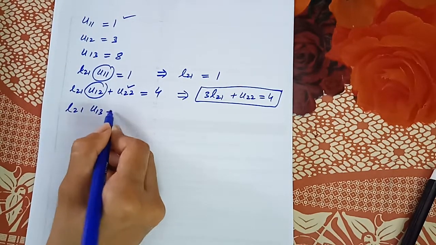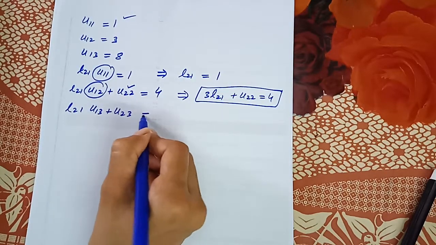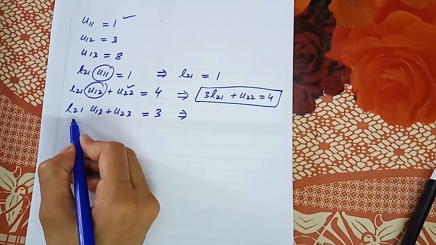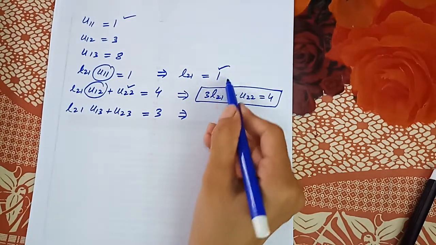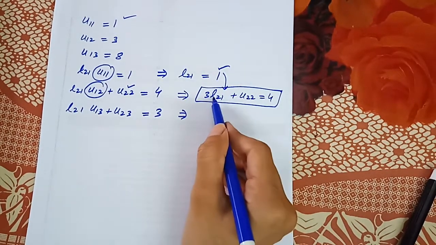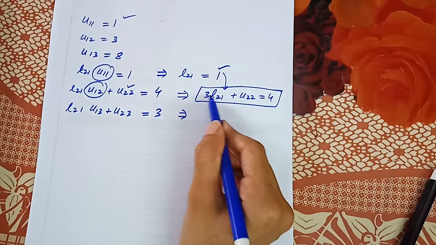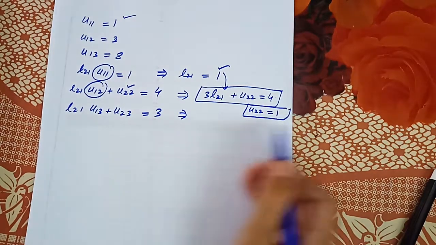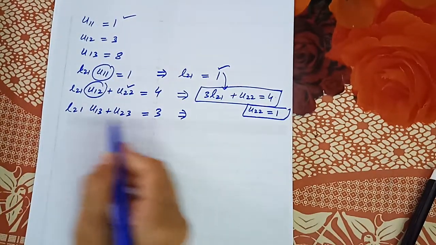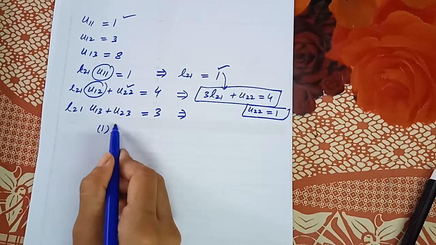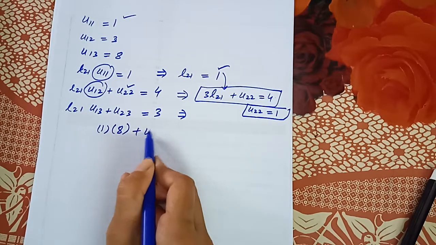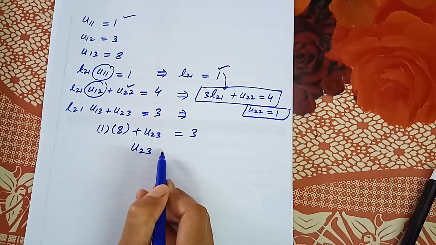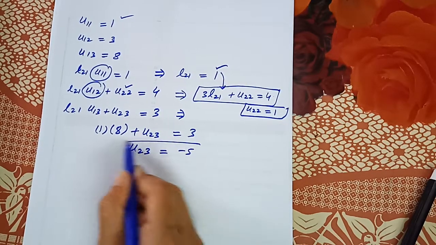L21 U13 plus U23 equals 3. Now, here you know that L21 is 1. So you can plug in here as well. So if we plug in 1 here and 3 will subtract here, U22 will be 1. So we got the value. Now let's plug in the values here. L21 is 1, U13 is 8, plus U23 is equal to 3. So U23 that you got from here is negative 5.